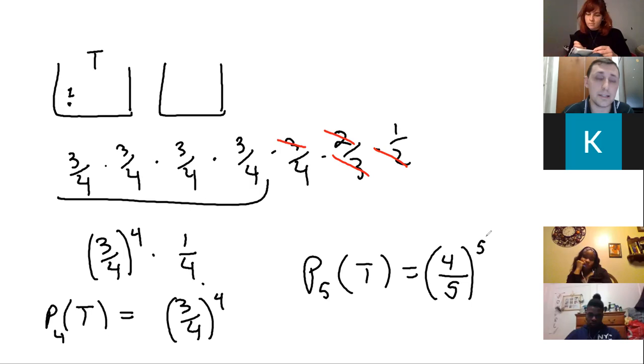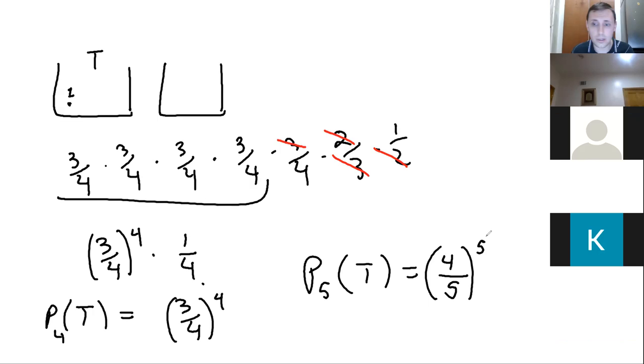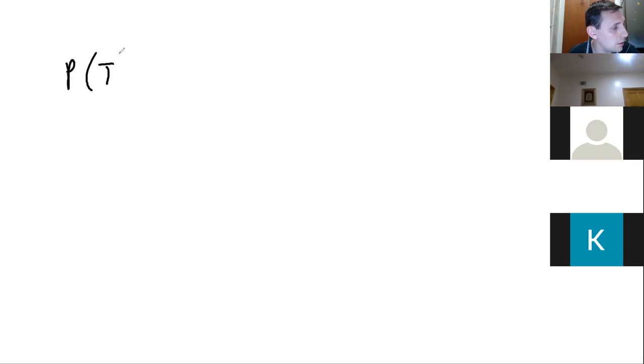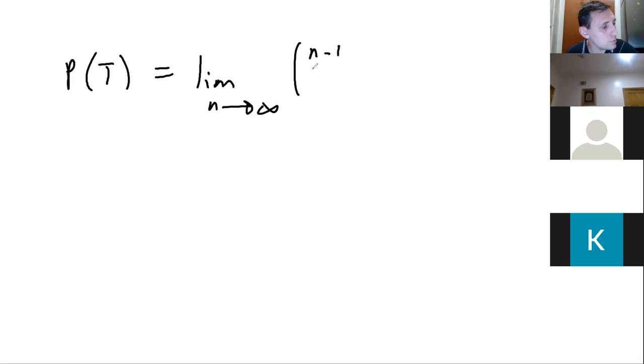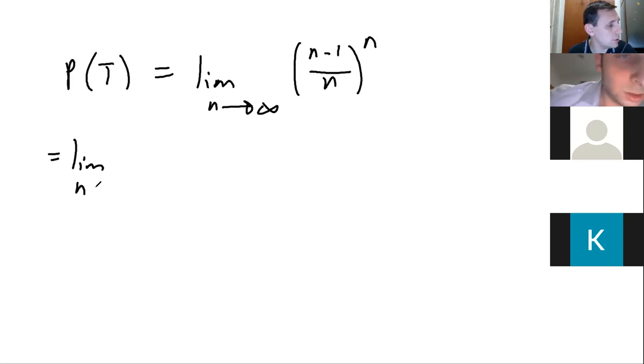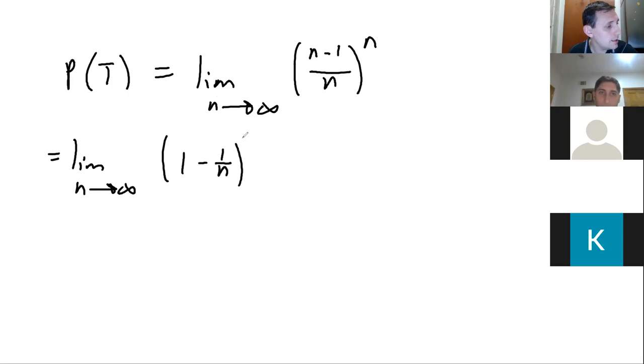Yes. So what we simulate is we take the limit as the number of molecules gets larger and larger. So basically, if you have n molecules, you can just establish this, right? The probability that T is the last molecule removed is the limit as n goes to infinity of (n minus 1 over n) to the power of n, right? Also known as the limit where n goes to infinity of (1 minus 1 over n) to the power n.